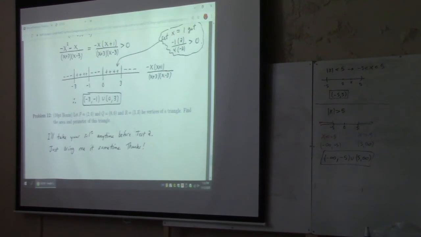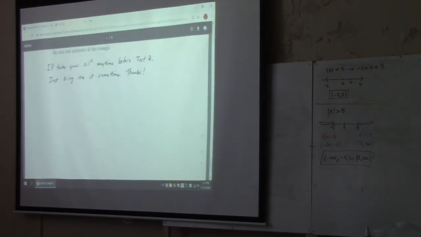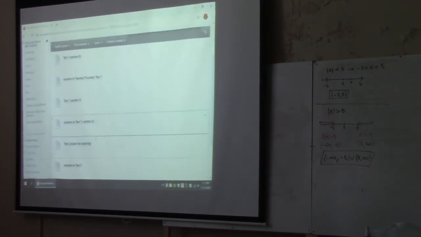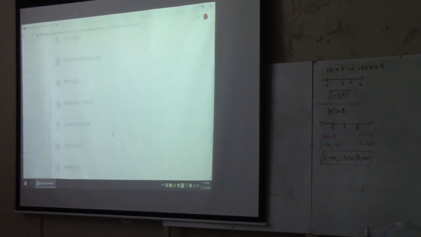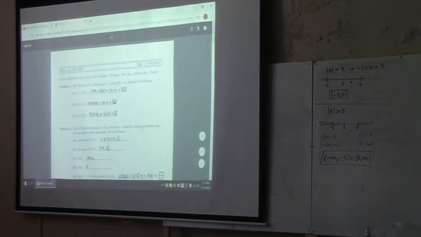Anybody in here do the bonus? Probably not. I don't think I got a bonus from any of you. You could have done that. Could have been 10 points. It was due anytime before test 2. So, sorry, your time has come and gone for that one. Your time is better spent on other things at this point. Before exam, test 2. Very funny.